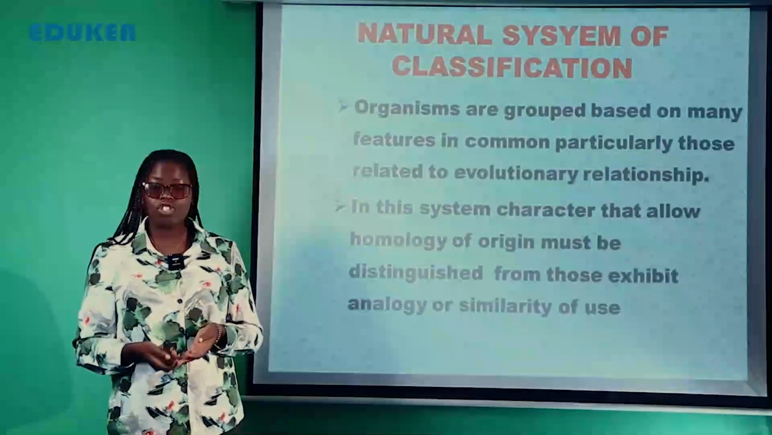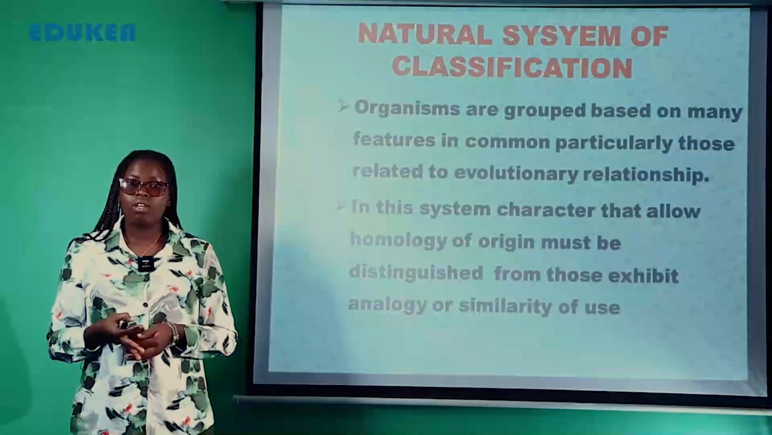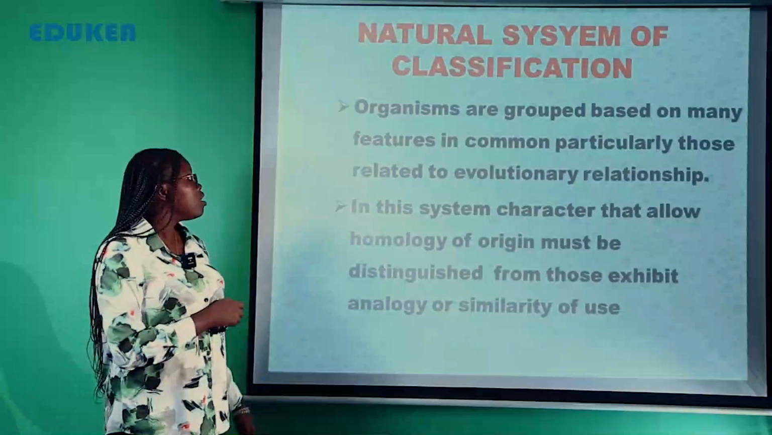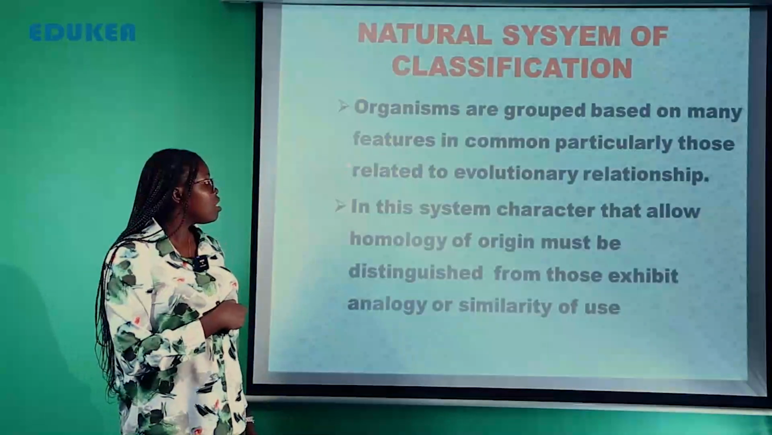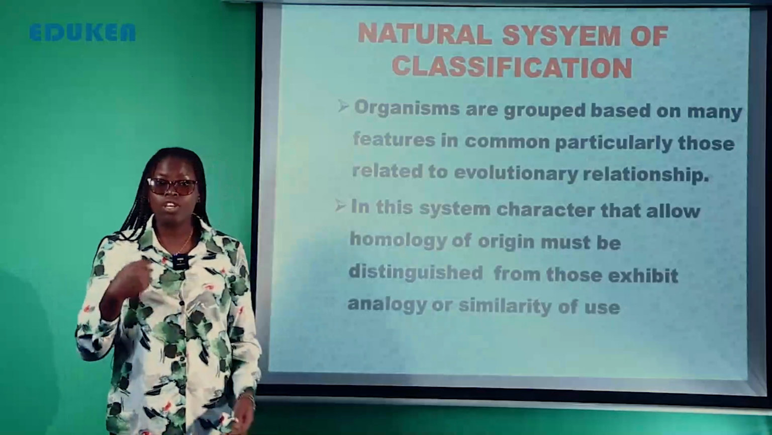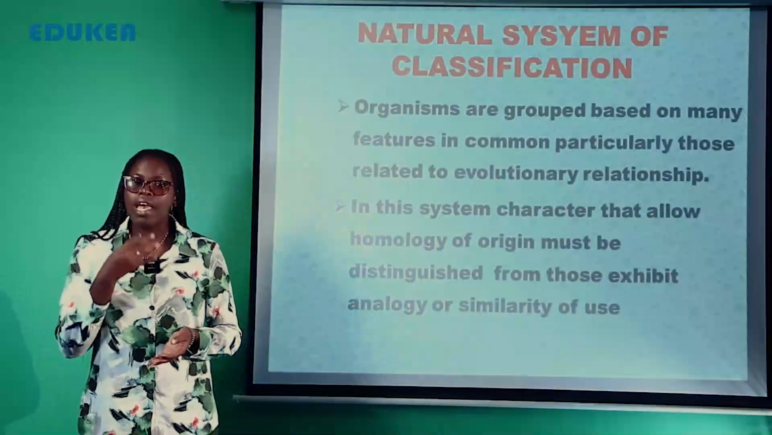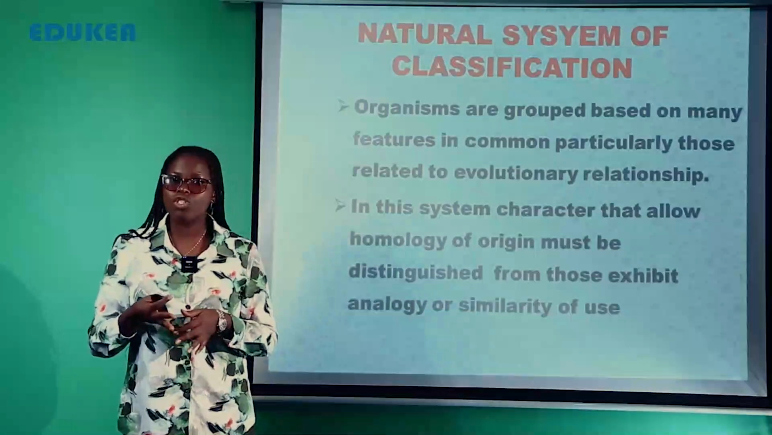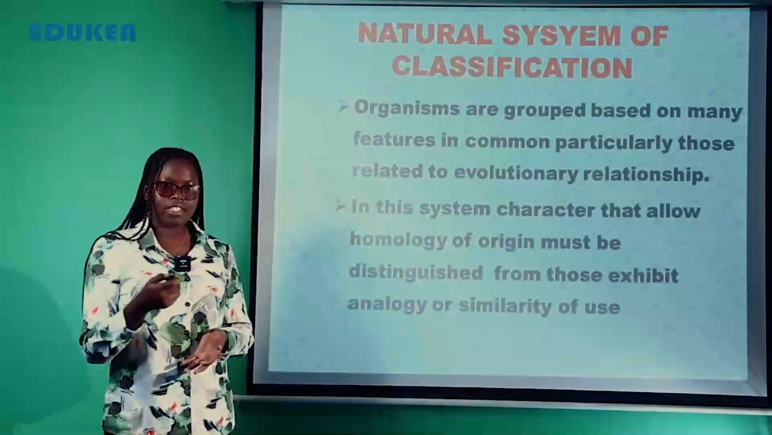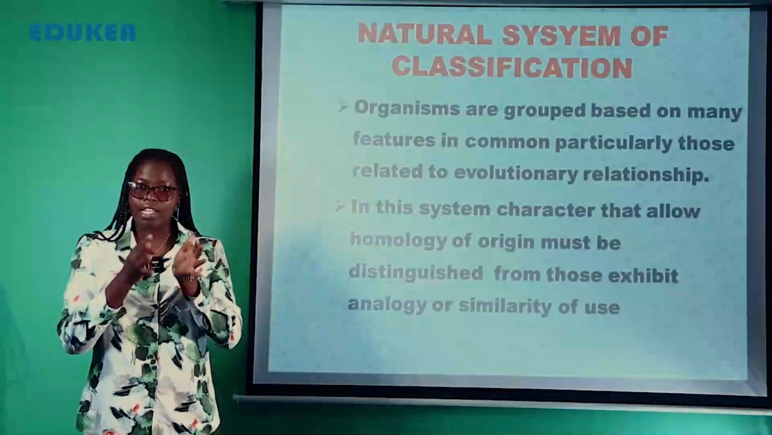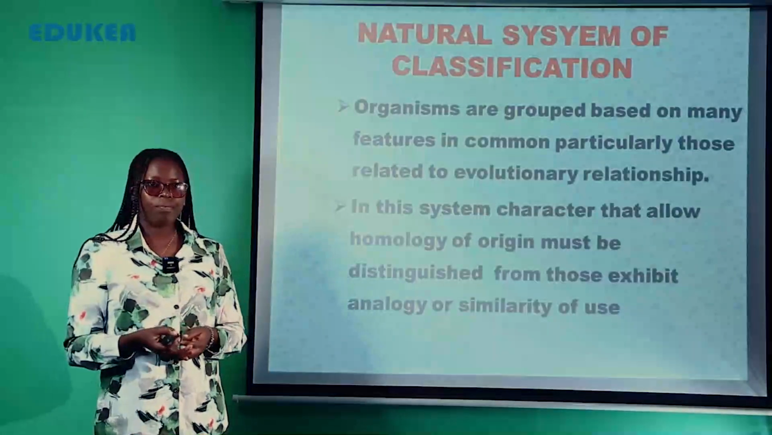This system of classification involves both internal and external features. So organisms are grouped based on many features in common, particularly related to evolutionary relationship, how they are related depending on their ancestors. For example, primates and human beings are classified in the same group because they belong to the same ancestor.